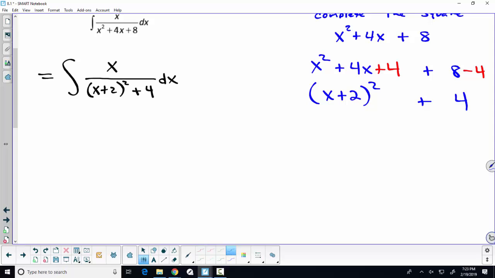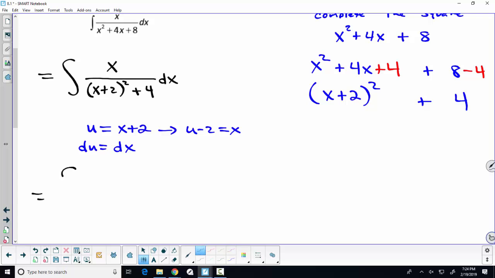Okay, so let's try this. Can we do u as x plus 2? du is dx. So we account for this here, the plus 4 is fine. If we had u squared plus 4 on the bottom, again, that's fine. We should recognize that as an arctangent. But what about the x? What is x? Yeah, x is u minus 2. If u is x plus 2, then u minus 2 is equal to x.